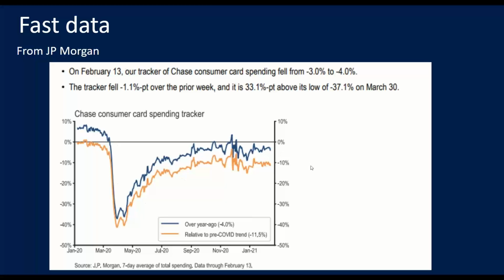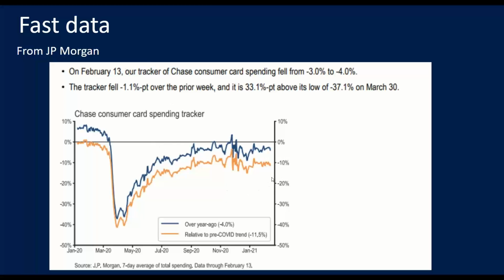So they've added this other line that is relative to the pre-COVID trend. Okay, so you can see that, essentially we're still, what does this say? It's been fluctuating at between 3 and 4% down from the year ago. But then the trend, we're somewhere closer to 10% down, because the trend would have kept going higher. Economies tend to accelerate over time and not stay flat. So that's where we are in terms of the trend.